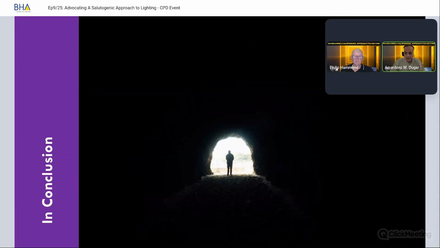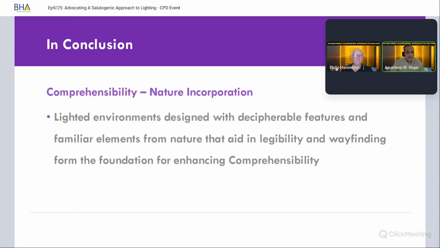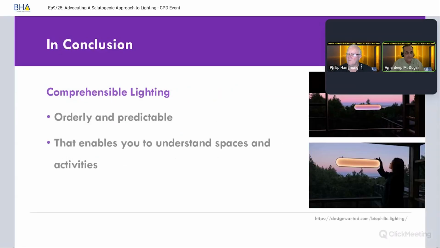So in conclusion, trying to summarize this whole presentation, where I bring comprehensibility and nature incorporation: lighting environments that are designed with decipherable features and familiar elements from nature that aid in legibility and wayfinding form the foundation for enhancing comprehensibility. If I'm to simplify this, comprehensible lighting is all about being orderly and predictable, because there's nothing wrong in being predictable, because it enables you to understand spaces and activities.